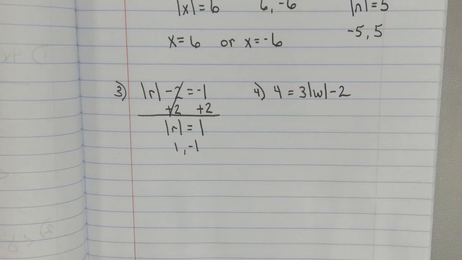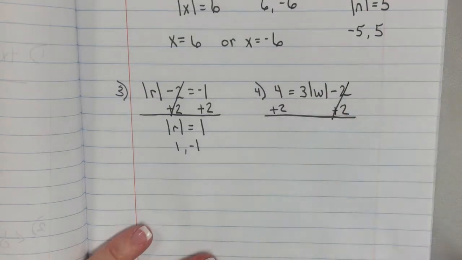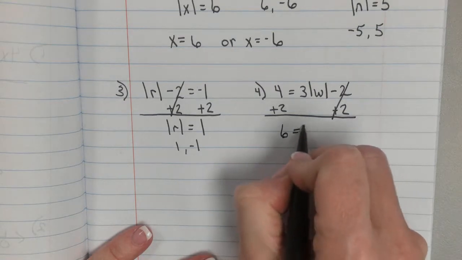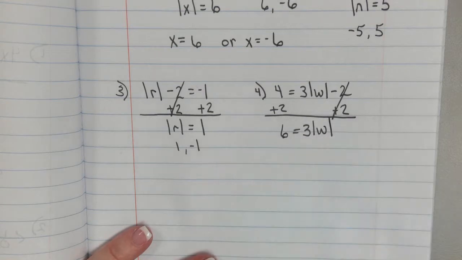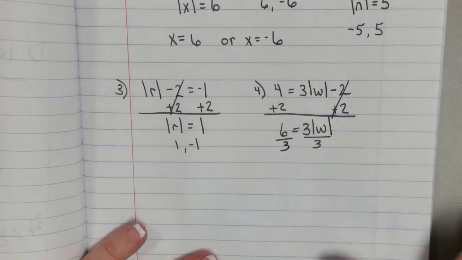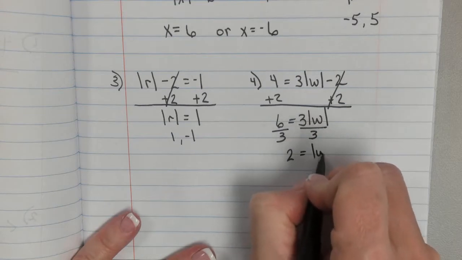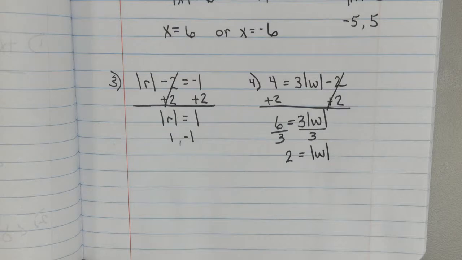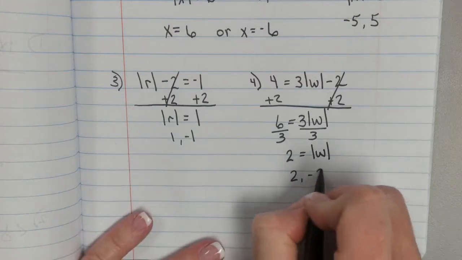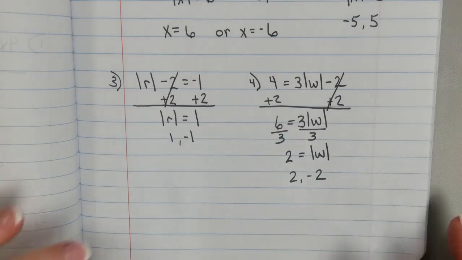All right, Trinity, what'd you do with this one? I added the 2. All right, she added the 2 to both sides first. So 6 equals 3 times the absolute value of w. And then I divide by 3. All right. So 2 equals the absolute value of w. So what are my two answers? 2 and negative 2. Yes. So 2 and negative 2. How many got 2 and negative 2? Okay. All right. Good. Good.